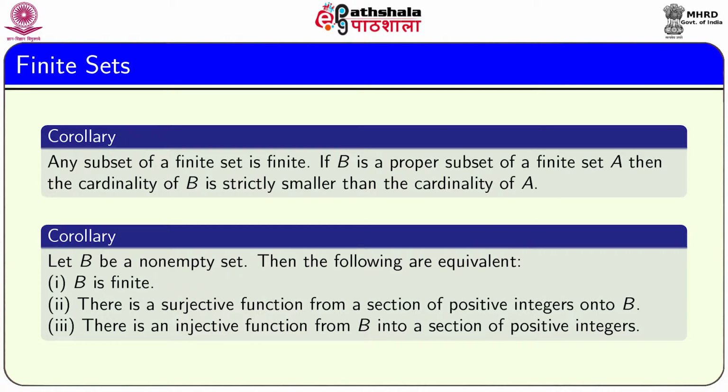In the next corollary, we establish that any subset of a finite set is always finite, and if B is a proper subset of a finite set A, then the cardinality of B is strictly smaller than the cardinality of A.